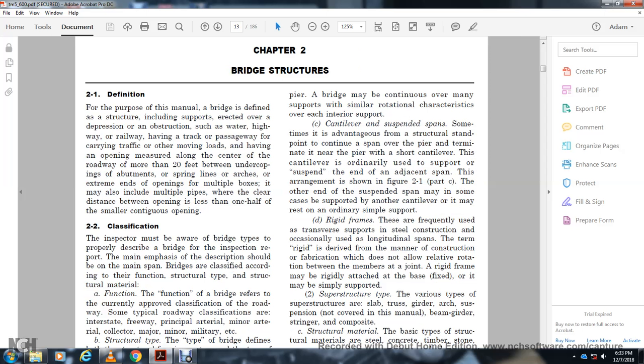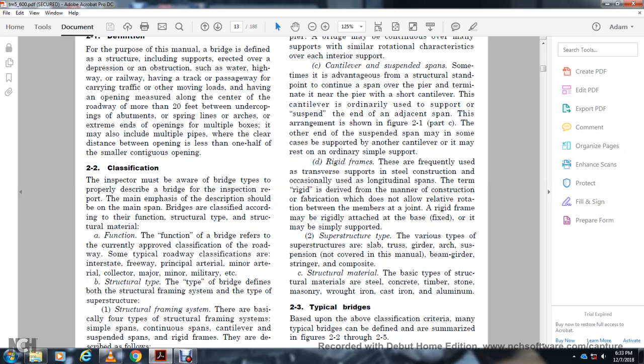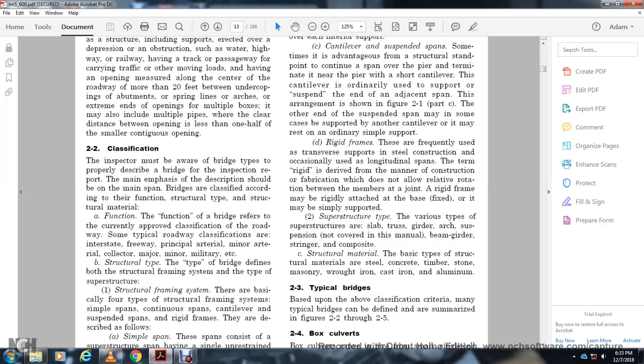Substructure. The various types of superstructure are the slab, the truss, the girder, the arch, and suspension, not covered in this span; and the beam, girder, stringer, or composite. The structural material. The basic types of structural material are steel, concrete, timber, stone masonry, wrought iron, cast iron, and aluminum. Figure types 3 typical bridges based upon the above classification criteria. The typical bridges can be defined and are summarized in Figures 2.3 through 2.5.